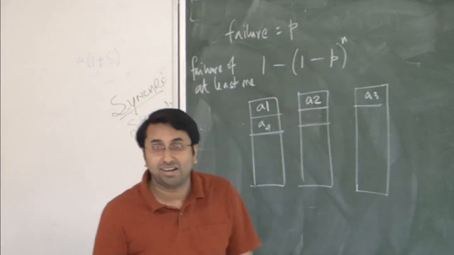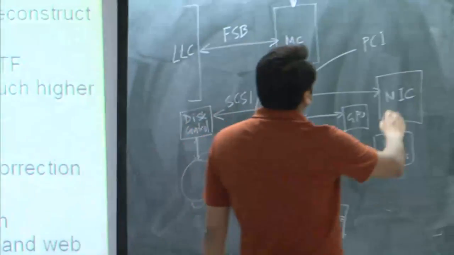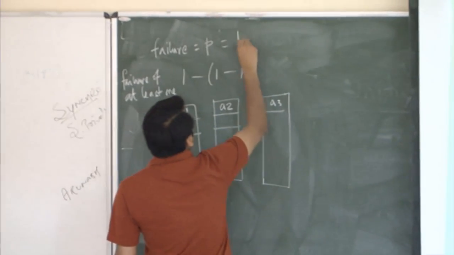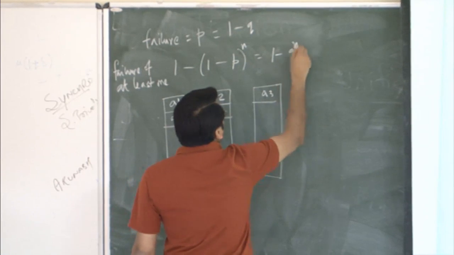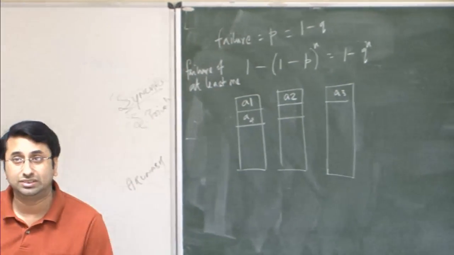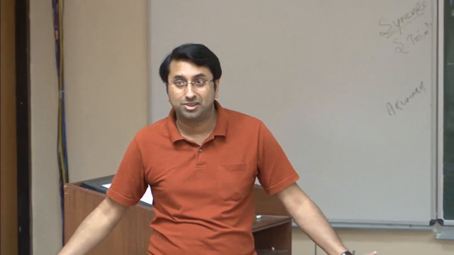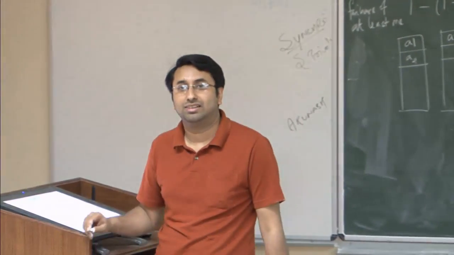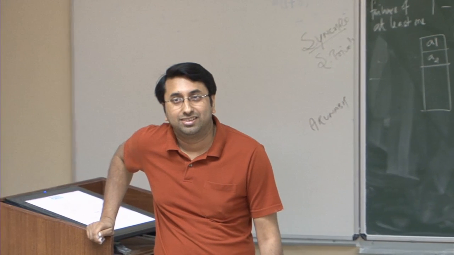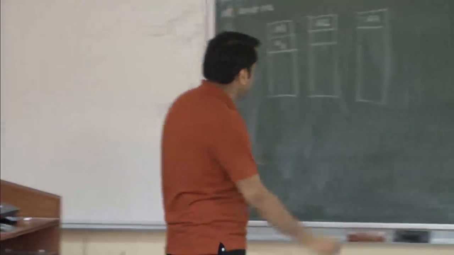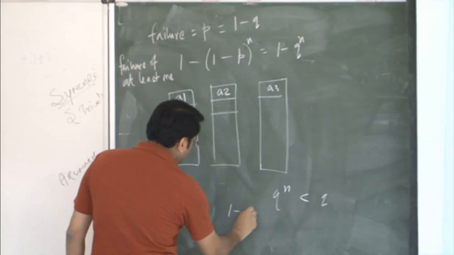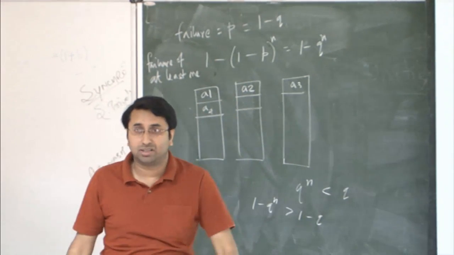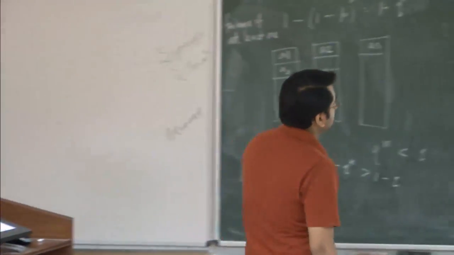Suppose 1 minus p is q. So this is 1 minus q to the power n. Which one is larger? q to the power n is less than q, okay? So 1 minus q^n is bigger than 1 minus q, right? And so this probability is much larger. The probability that at least one disk fails is much higher than the failure probability of a single disk. So that's what is mentioned here.